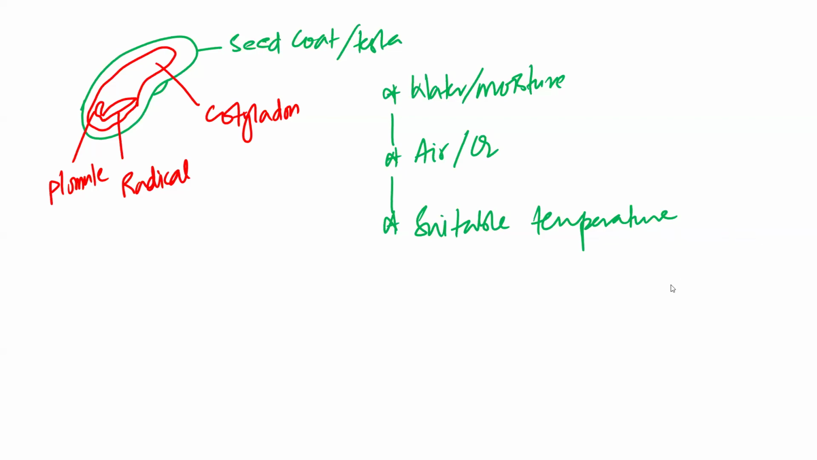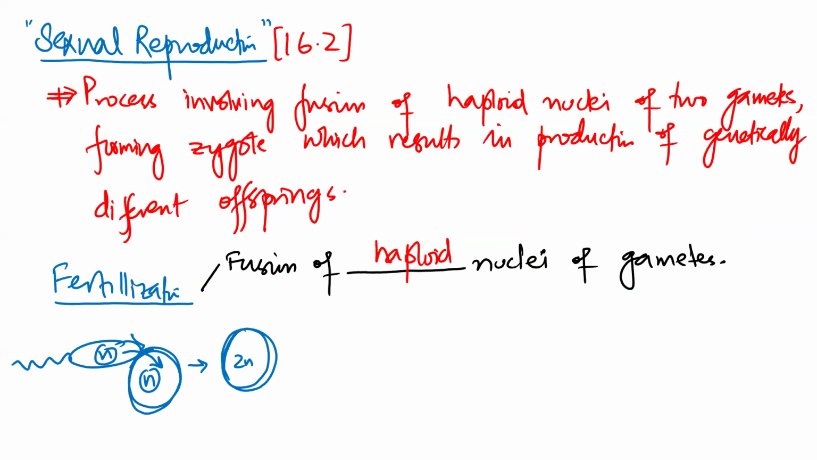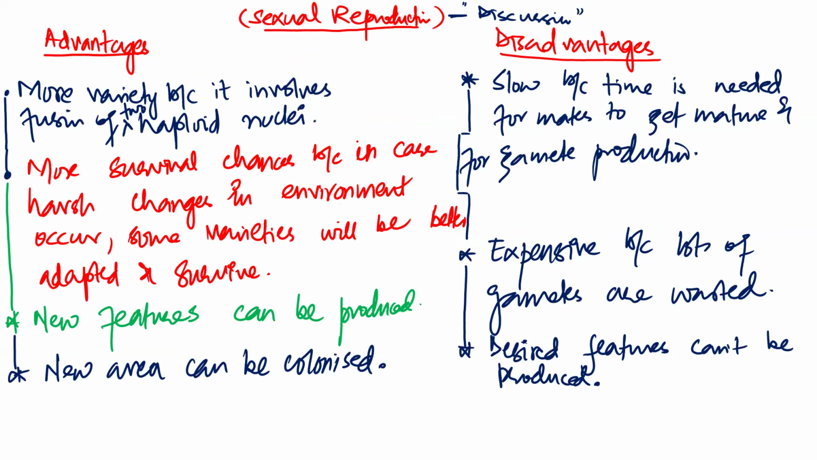Well, good afternoon. This is the recap. Let's have a quick recap if we could. It starts from reproduction, asexual advantages, disadvantages, then sexual reproduction, then fertilization, then sexual reproduction advantages, disadvantages. Could you see the screen, children? It shows advantages, disadvantages. Yes, sir.